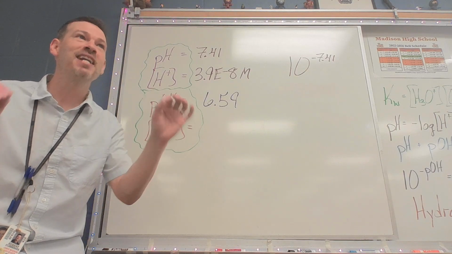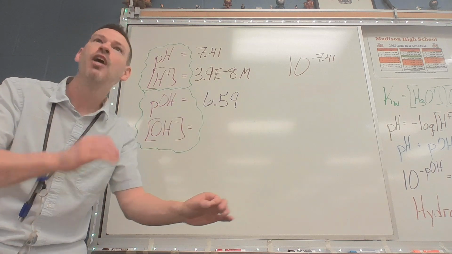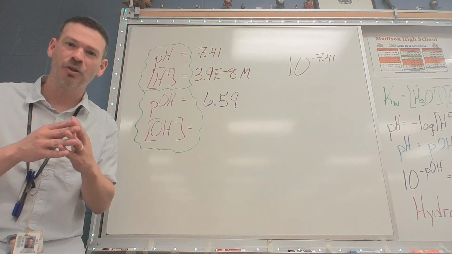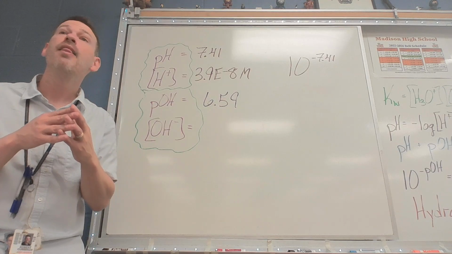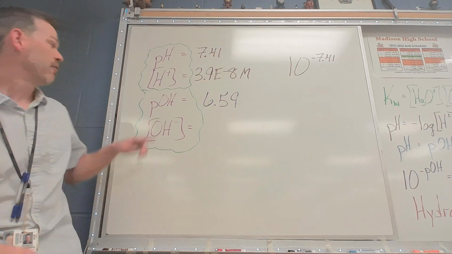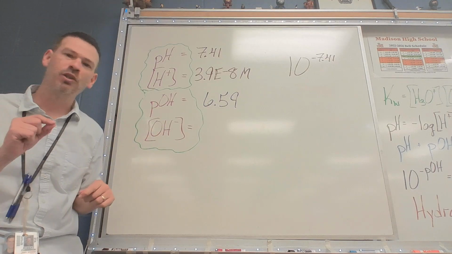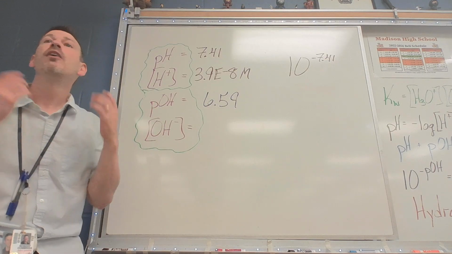I can't speak. Find hydroxide concentration. Use KW in your calculation. That was mean because instead of just going 10 to the negative that, which would give you the same answer, you had to show that you know how KW talks to it. So I need you to know how KW talks to it.